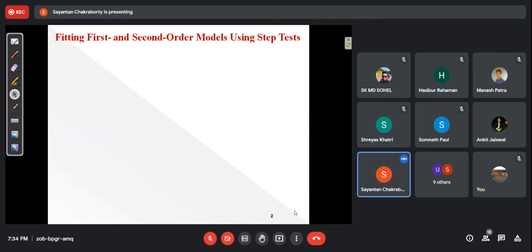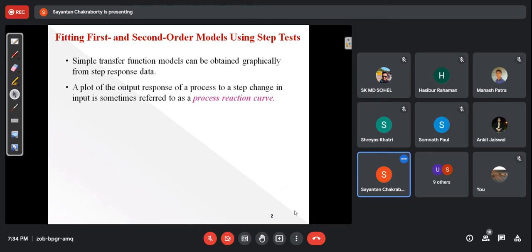So what we have to aim is to fit first and second order models to the step test data that we achieved. The main advantage of this method is that a simple transfer function can be obtained, and that too graphically from step response data. Now, the plot of the output response of a process with respect to a step change in the input is referred to as the process reaction curve.